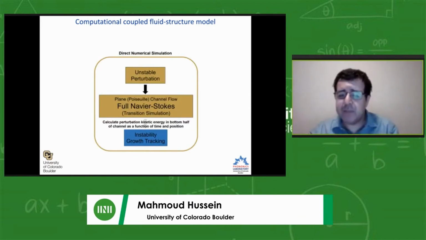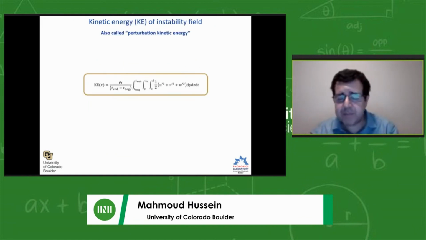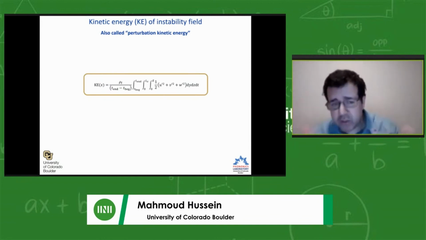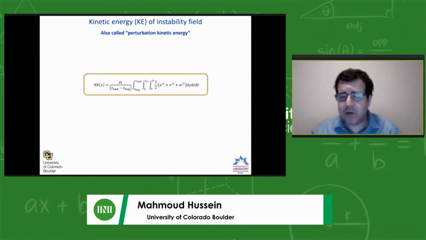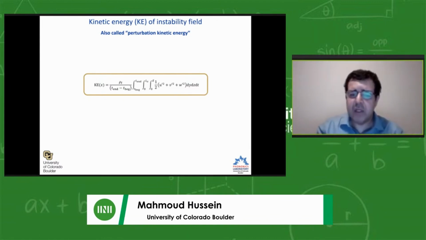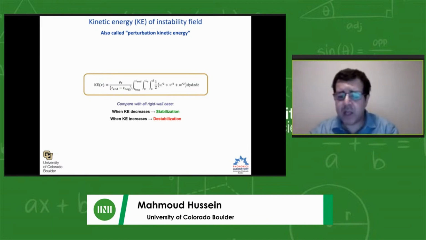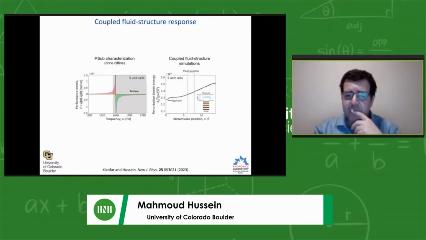We need to run it for quite some time in order to achieve steady state conditions, and then we track the instability. We track the instability simply by picking up the perturbation part of the flow field, so these are the unstable modes, and integrating them over the volume and over time to get a measure of kinetic energy. In fact, we calculate the kinetic energy of our instability component of the flow. If this kinetic energy drops, that indicates stabilization. Otherwise, if it increases, that'll be destabilization.